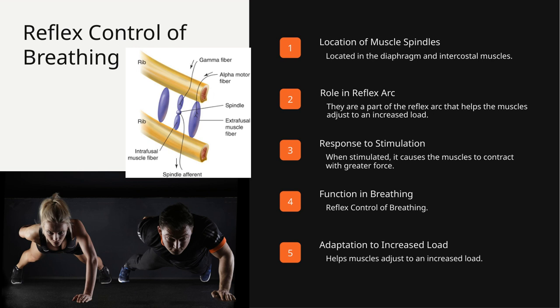You'll find muscle spindles located in the diaphragm and intercostal muscles. These sensory receptors play a crucial role because they detect stretch or changes in muscle length, sending signals to the nervous system to adjust muscle activity accordingly. So, to sum up, this reflex control mechanism is vital for maintaining proper ventilation, especially when our body's load increases. It ensures that our breathing adapts seamlessly, supporting overall cerebral blood flow and brain function during different activity levels.